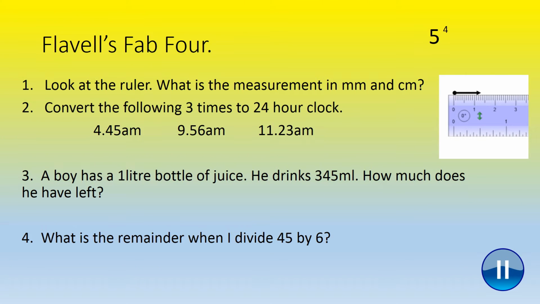Right, let's start with our Flavell's Fab 4. So we've got a look at the ruler. What is the measurement in millimetres and in centimetres? Convert the following three times into 24-hour clock. You've got 4:45, 9:56 and 11:23. Number 3, the boy has a litre bottle of juice. He drinks 345 millilitres. How much does he have left? Number 4, what is the remainder when I divide 45 by 6? And our number at the top right is 5 to the power of 4, similar to the one that we did yesterday. Okay, take a look at those and we'll get back with some answers shortly.